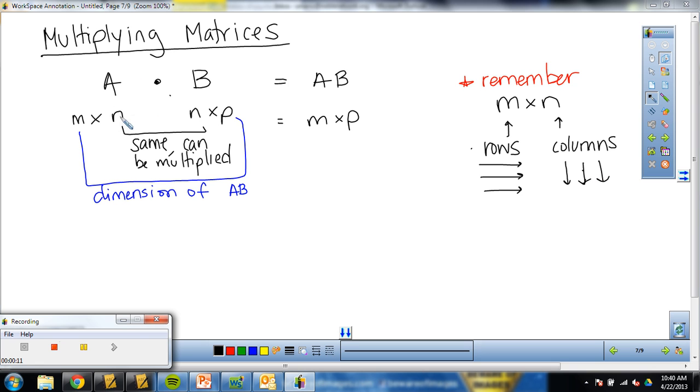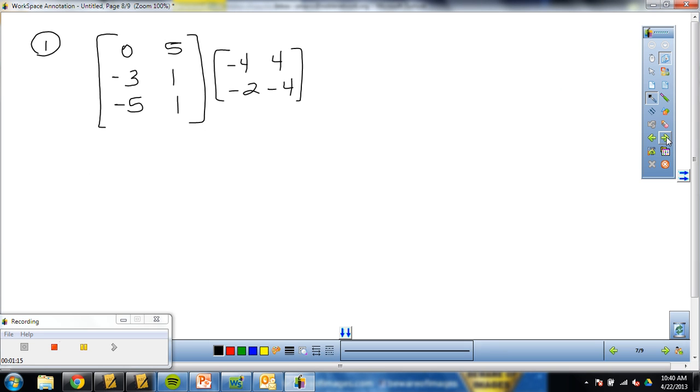So when N and N are the same, these two matching interior terms of each matrix, if they're the same, then they can be multiplied, and then the resulting matrix is going to be the outer terms, so our M by P, and those are going to be the dimensions of the matrix. So let's get to an example.